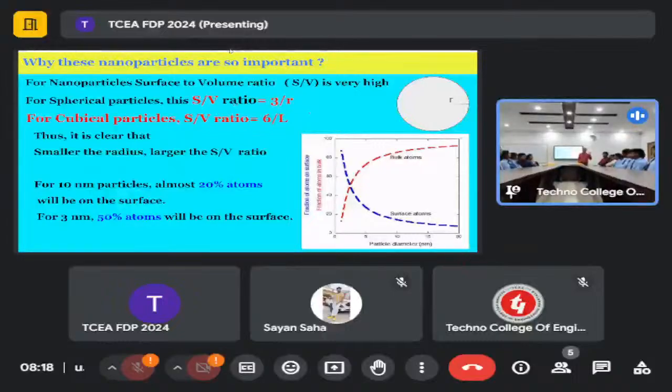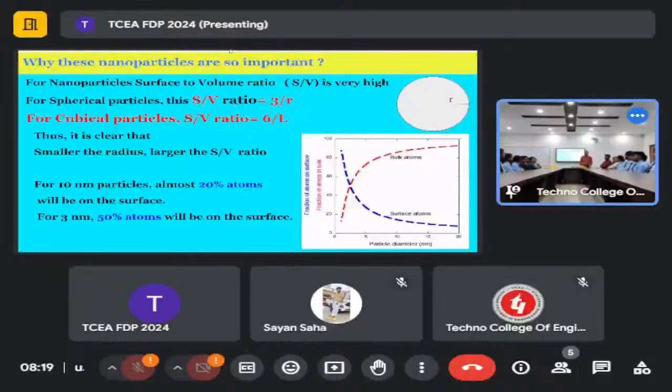Actually, I am giving you a lecture on a very simplified topic. Surface area. Volume of a cube. Volume of a sphere. Surface area of a sphere is 4 pi r square. Volume is 4/3 pi r cube.